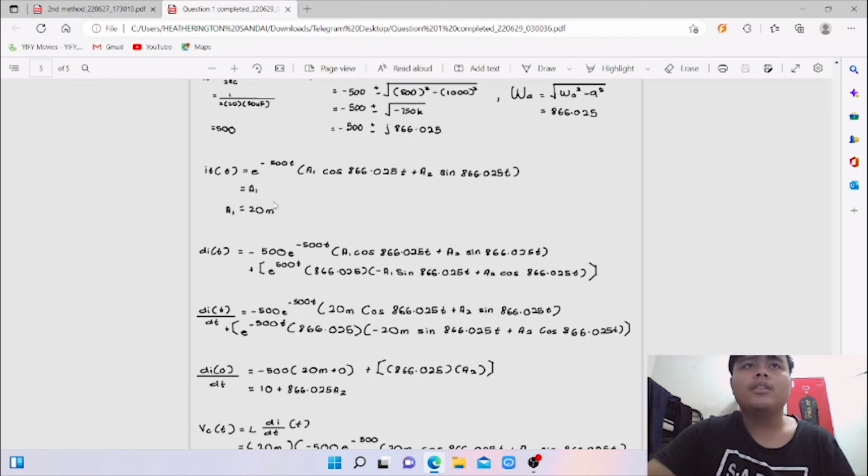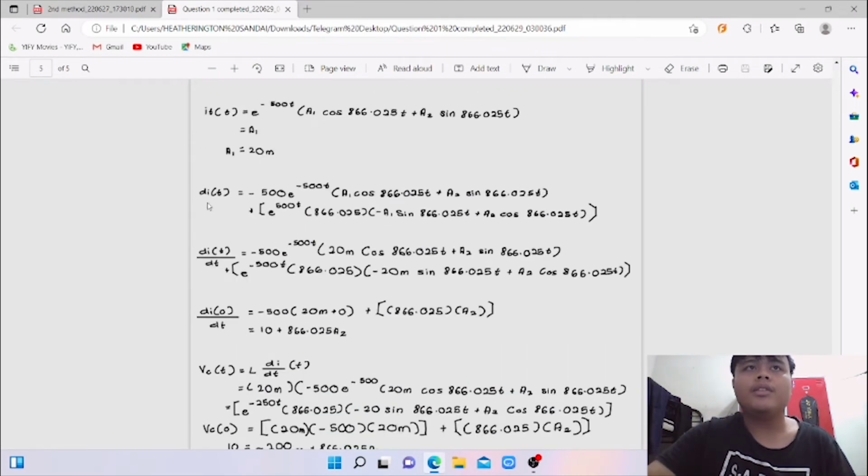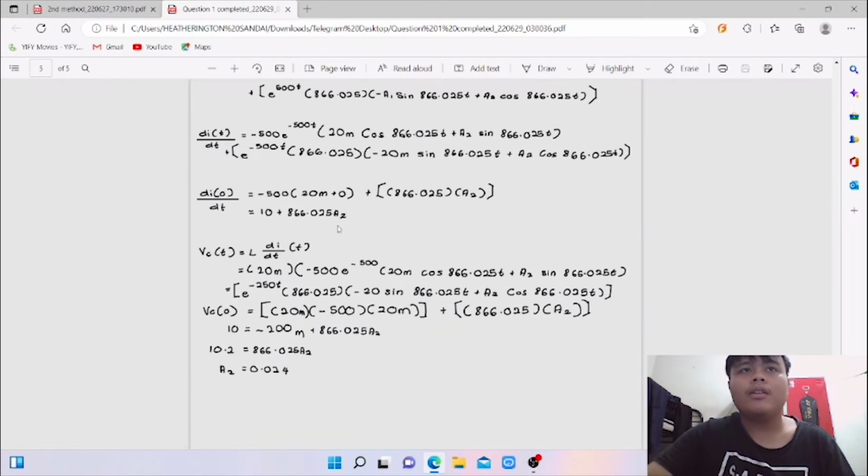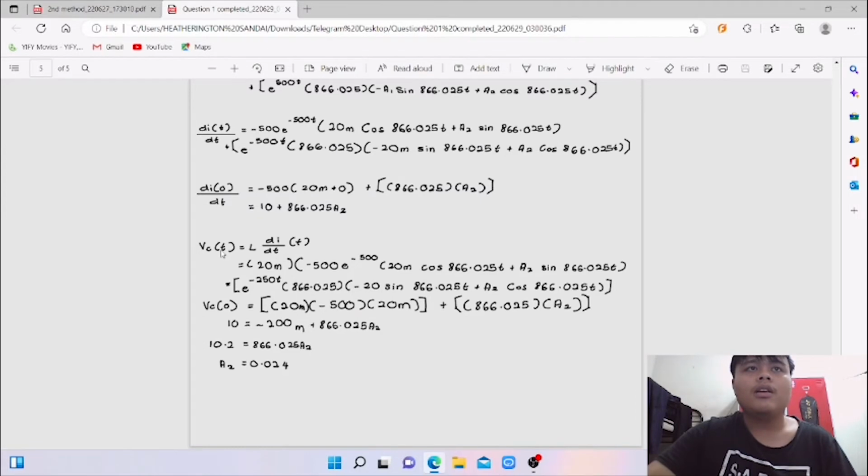Again for A1, it will be like A1. So this one, di/dt, as usual. Just let it be. And then this is VC(t), and then that's all. And then you will get A2 of 0.024. Okay, so that's all for the calculation for question 1.